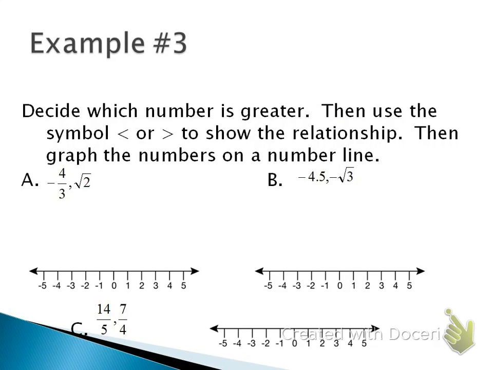All right, here's our next set of examples. Basically, we are deciding which number is bigger, and then we're putting them on a number line. So the easiest way to do this, I think, is to change them all to decimals. Decimals are a lot easier to compare. They're also a lot easier to graph. So negative 4/3. Can anyone give me that as a decimal? Yeah, negative 1.3 repeating, good. Can anyone give me the square root of 2 as a decimal? 1.41421356. All right, good.